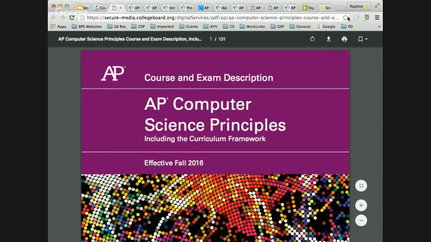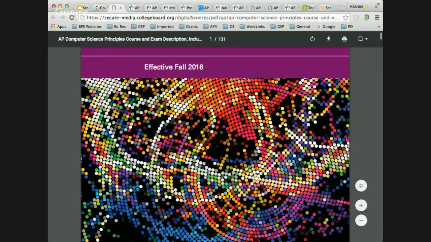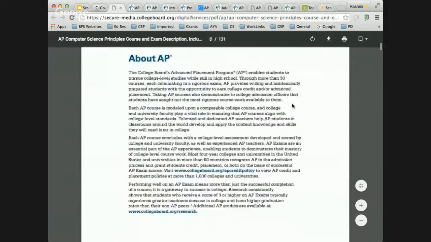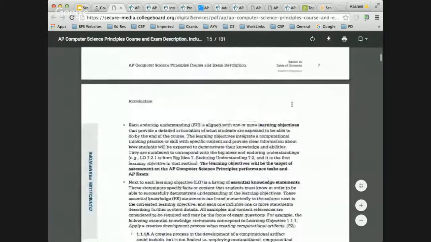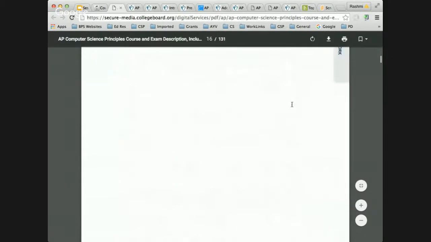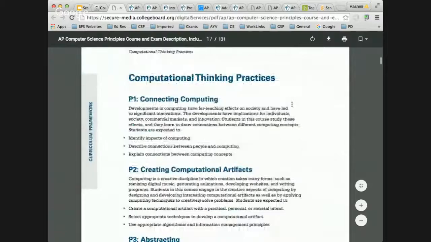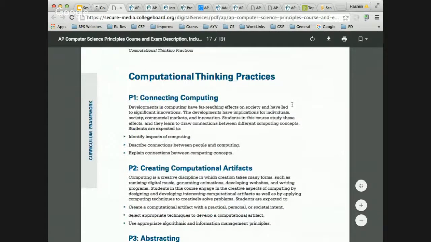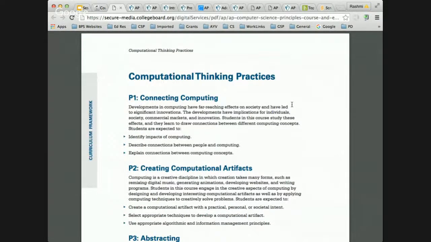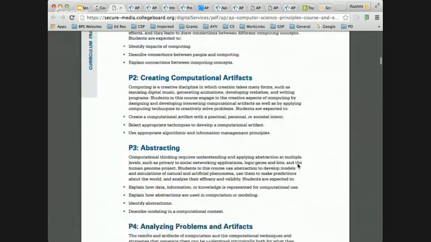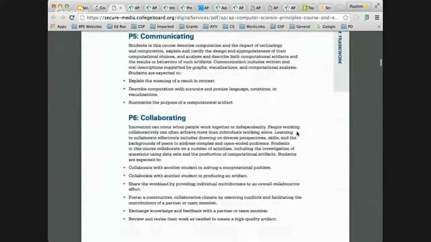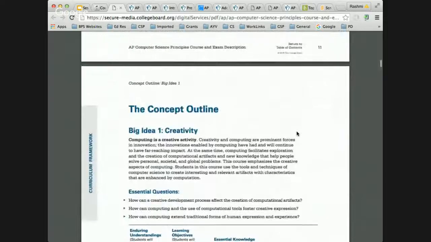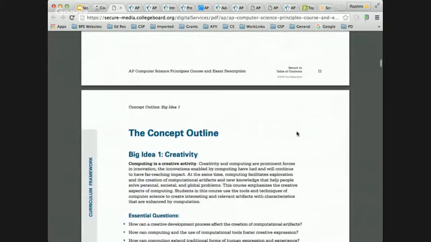There is a lot of information in here, and we'll definitely attach a link to this into the BPS Learns. I believe I have already, but if not, I will update it. But these are the computational thinking practices which are critical to the CSP Principles curriculum. So it's connecting computing, creating computational artifacts, abstractions, analyzing problems and artifacts, communicating, collaborating. These are sort of the main principles.